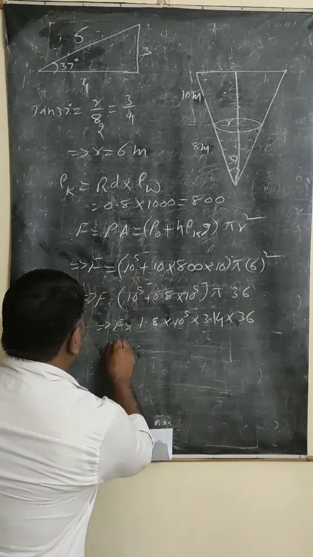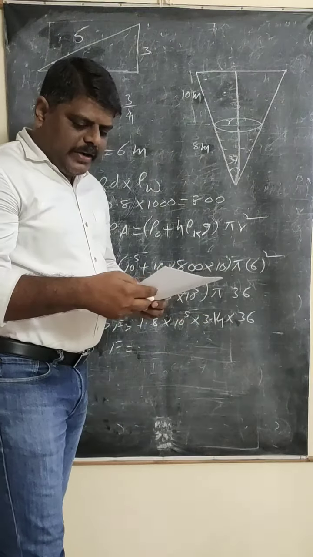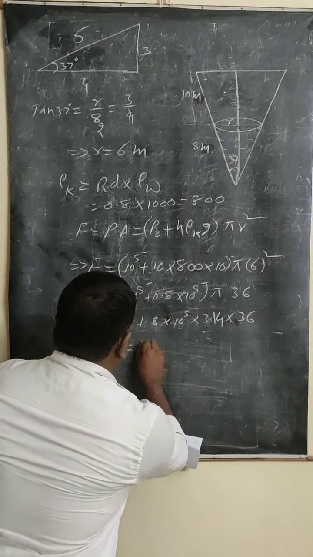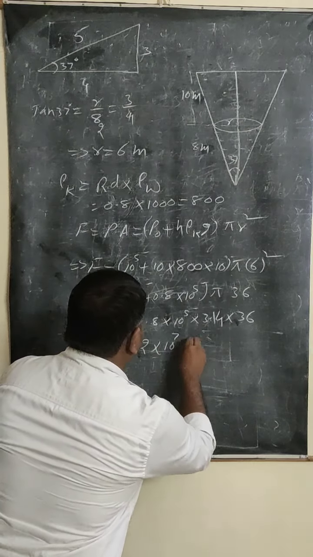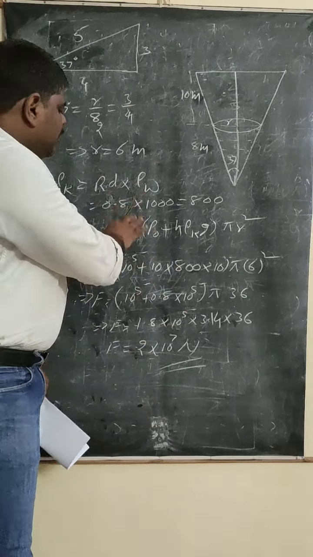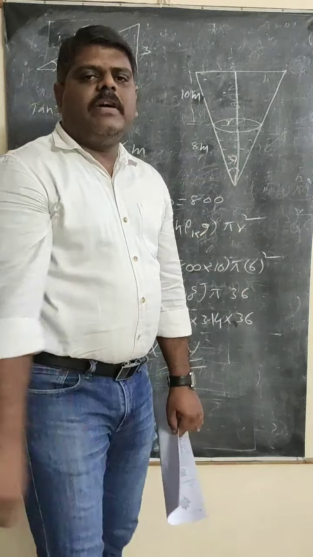If you simplify all these values, you are going to get the answer 2 into 10 to the power of 7 newtons. This is the answer you are going to have here. So, in this way, this is the force applied by the kerosene in the downward direction.